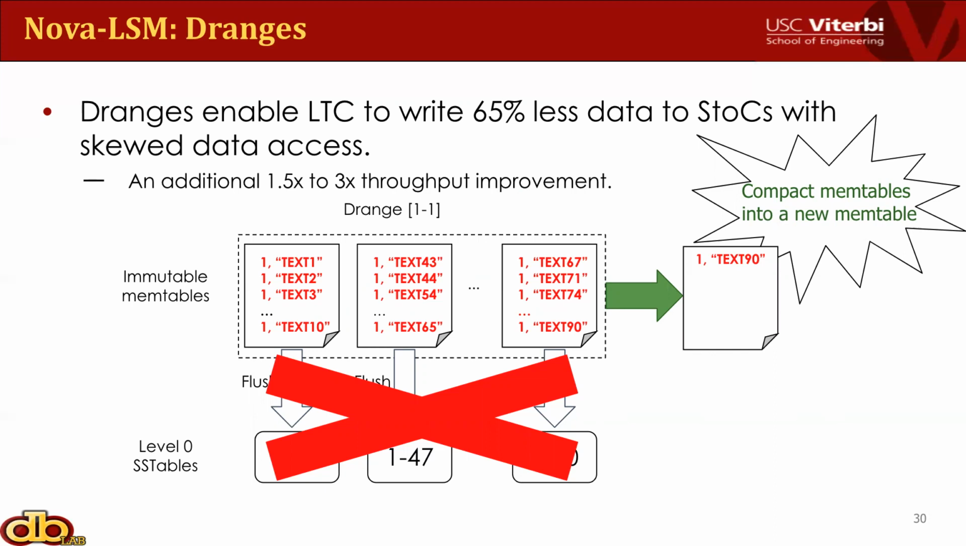As you can see in this figure, the immutable mem tables containing key 1 are compacted into one new mem table containing only the latest value of key 1. This writes 65% less data to disk with a skewed pattern of access to data, and provides an additional 1.5x to 3x improvement on throughput.